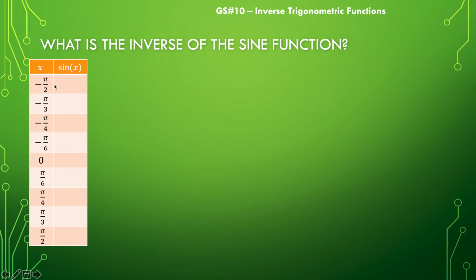We do know the sine of negative pi over 2 is negative 1. The sine of negative pi over 3 is negative root 3 over 2. Negative pi over 4 gives negative root 2 over 2. Negative pi over 6 gives negative 1/2. The sine of 0 is 0. And all the rest of these positive angles will have the same values as above, but positive.